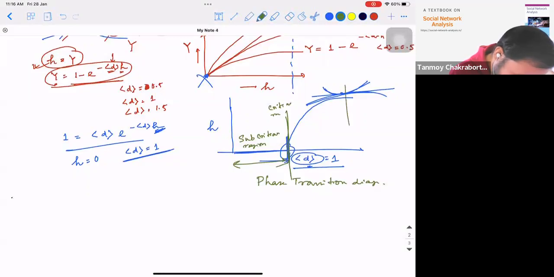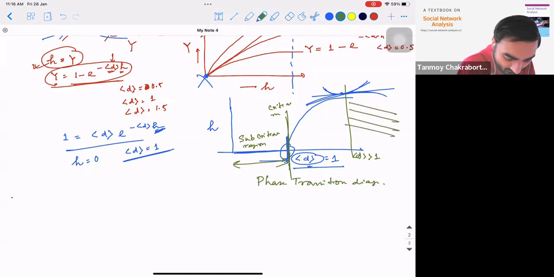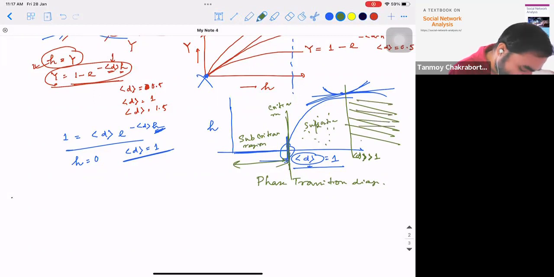And so this is mod D equals to 1. You have some point where mod D is greater than 1, very, very large than 1. This part is called the supercritical region, and this part is called the connected region.